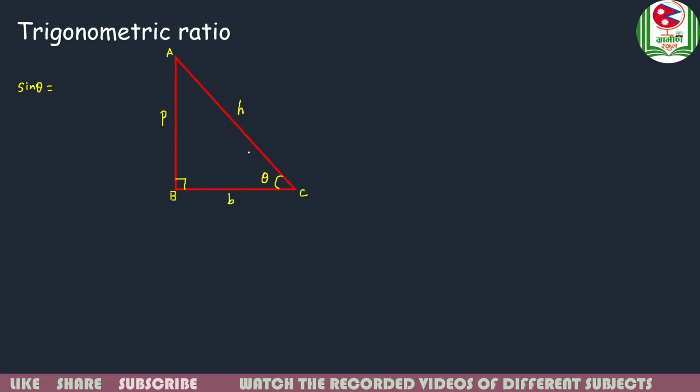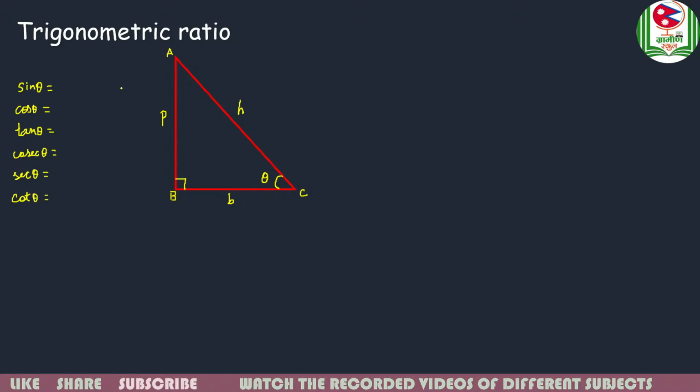So with the help of this reference angle, you have to find out sine theta, cos theta, tan theta, and then cosec theta, sec theta, and the last one is cot theta. So there are 6 trigonometric ratios.